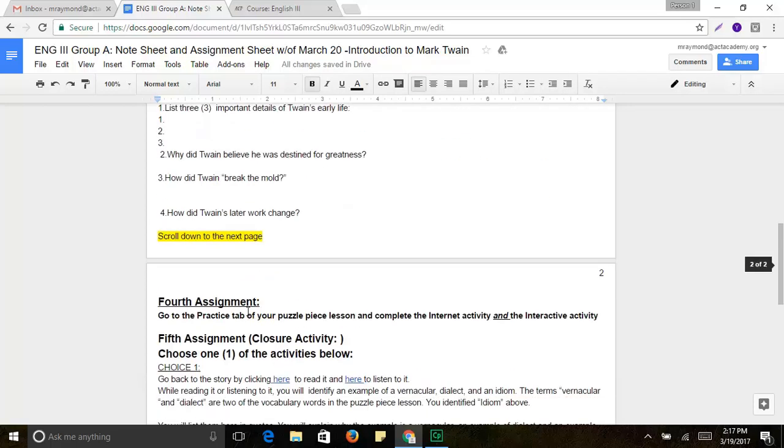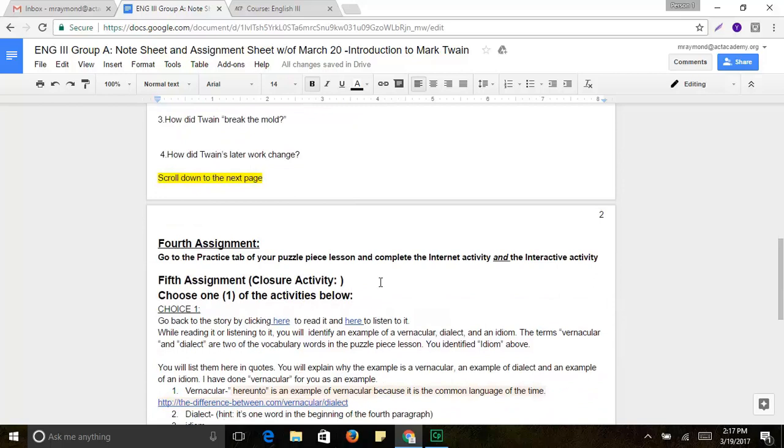Then for the fourth assignment, you're going to go to the practice tab of your puzzle piece lesson and complete both the internet activity and the interactive activity. So you're going to do all the tabs like you usually do. I just want to point out that when you go to the practice tab, you're completing the internet activity and the interactive activity.